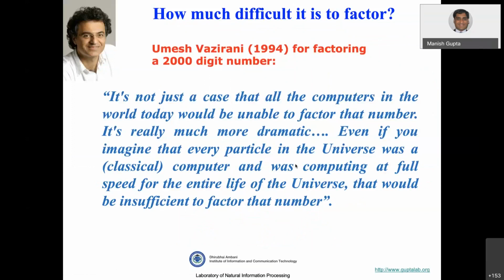Any guess, any idea? There is an estimate given by Umesh Vazirani in 1994 for factoring a 2000 digit number. It's not just the case that all the computers in the world today would be unable to factor that number. It's much more dramatic. Even if every particle in the universe was a classical computer computing at full speed for the entire life of the universe, that would be insufficient to factor that number. That much difficult it is.